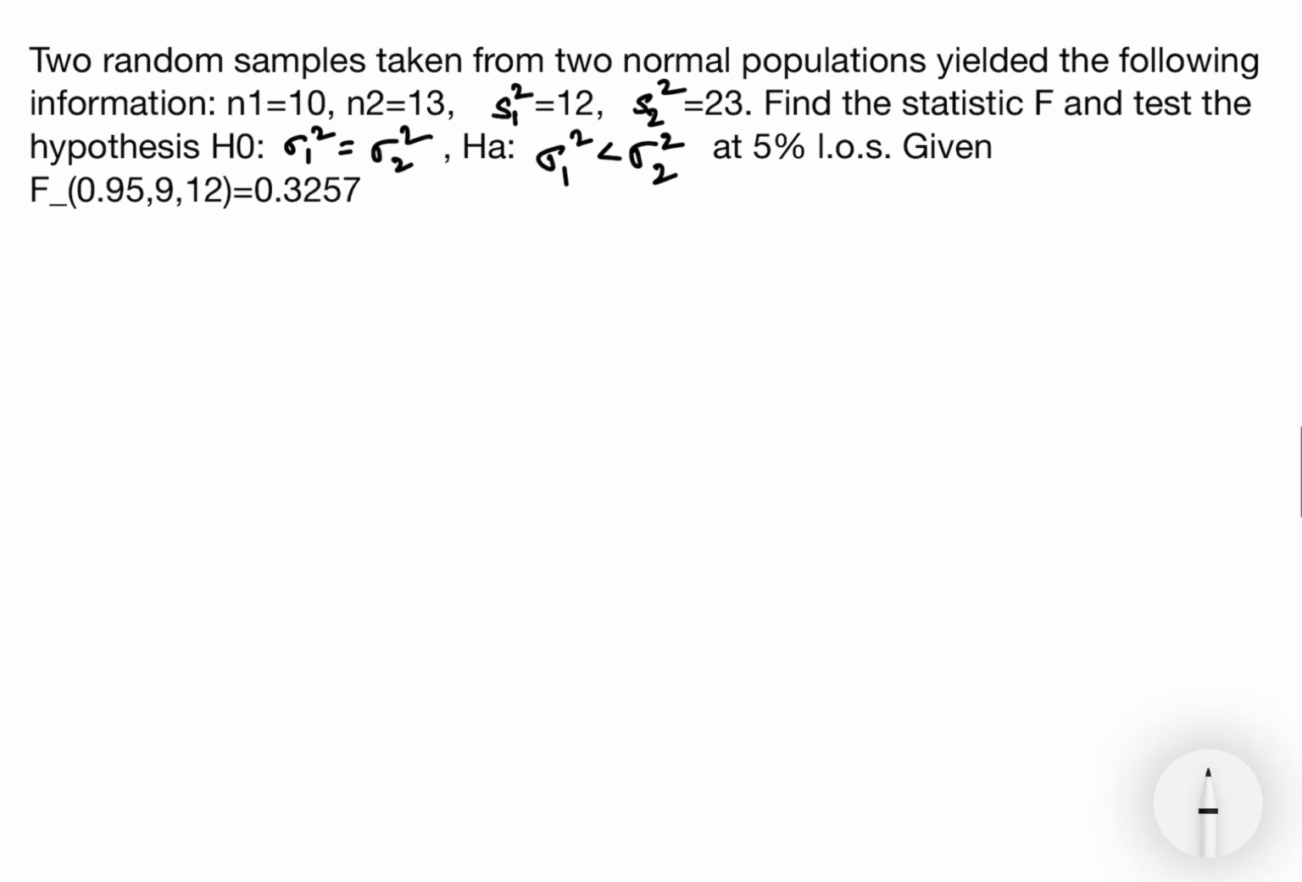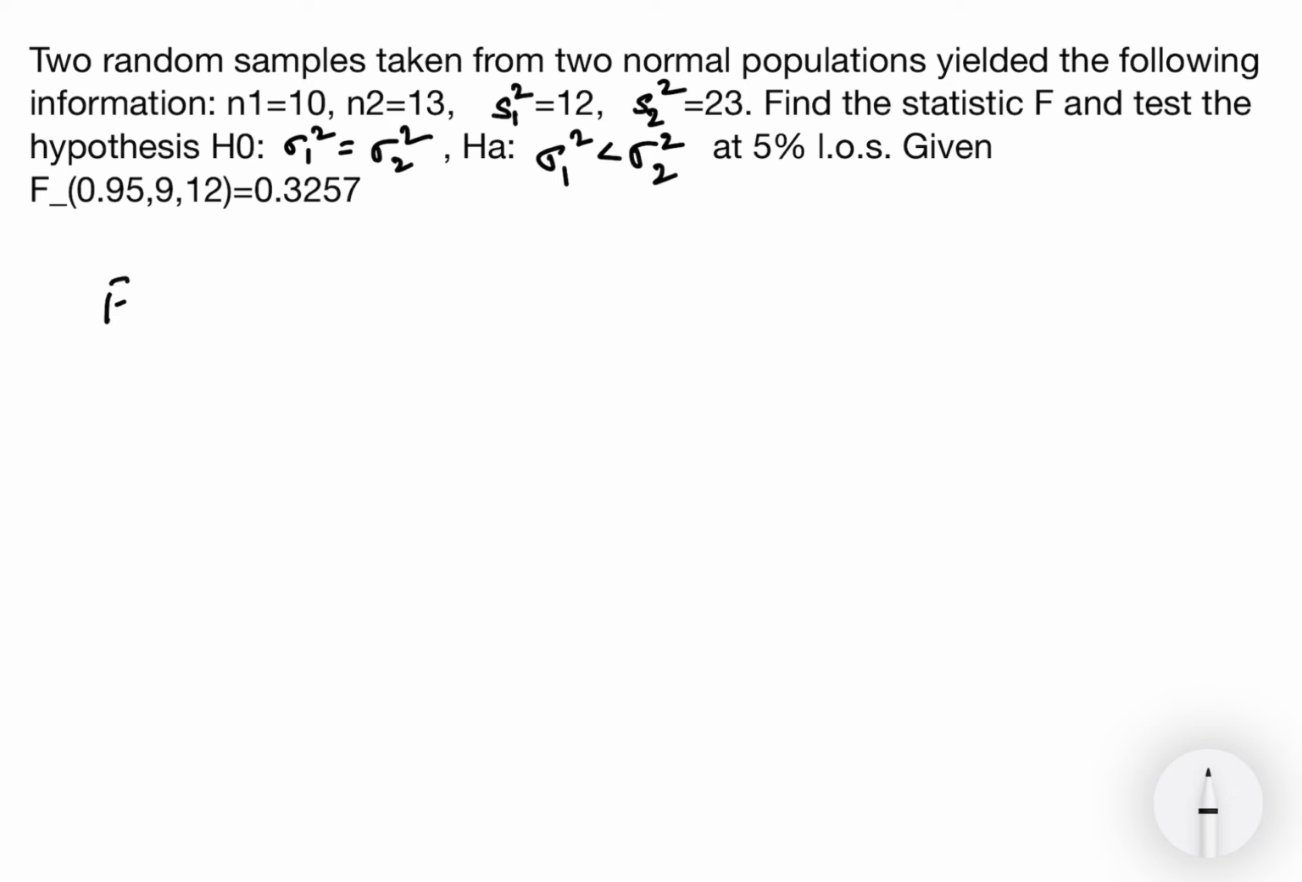The next problem reads like this. Two random samples taken from two normal populations yielded the following information. N1 is 10, N2 is 13, S1 square is 12, S2 square is 23. Find the statistic F and test the null hypothesis sigma 1 square equal to sigma 2 square against the alternate hypothesis sigma 1 square less than sigma 2 square at 5% level of significance, given F 0.95, 9, 12 to be equal to 0.3257.